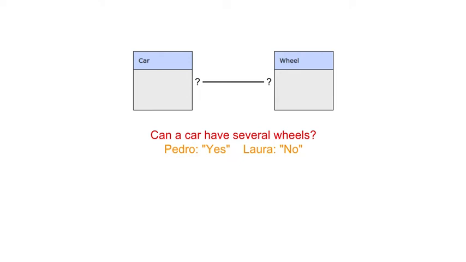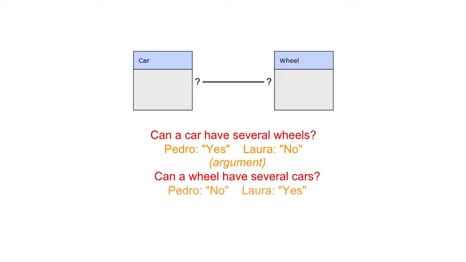Our users disagree. This is a pretty simple example, and they would likely work this one out on their own. But if things were more complicated, Pedro and Laura might get in an extended argument about it. Because as modelers, we've made a mistake here. Suppose we failed to notice our mistake, and we interject to try asking them the converse question. Well, can a wheel have several cars? And now, again, the same 2 people disagree. How can this be? Before I answer, I'd like you to think about which person's answer seems right to you, Pedro or Laura.